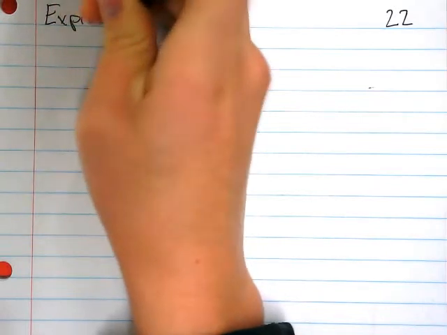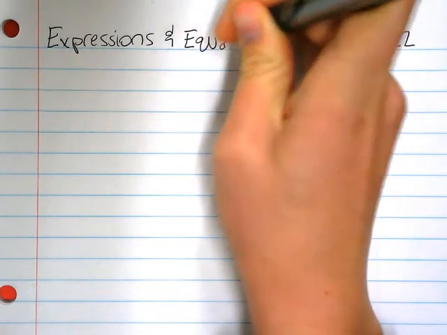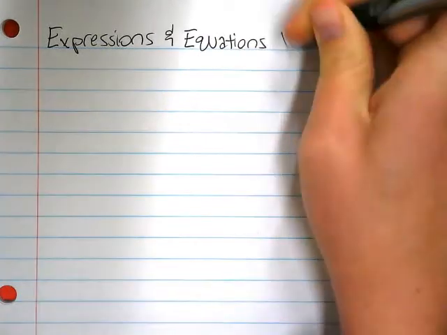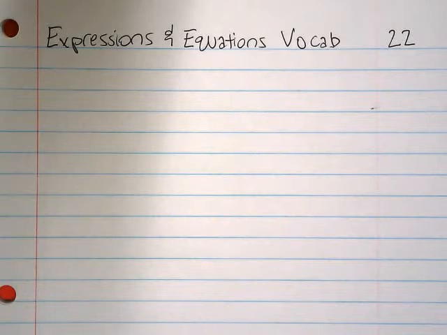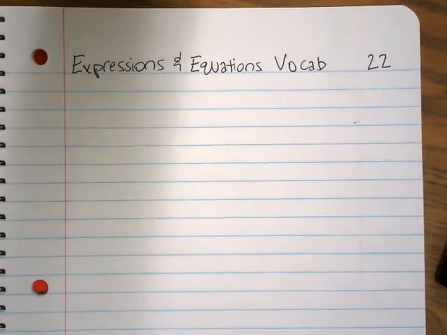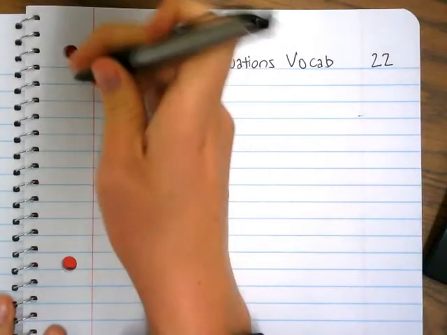And label it expressions and equations vocab. And remember, you can pause the video at any time if I'm going too quickly. This is a page that we're going to write down all of the vocab that we have for this unit. So we're going to be coming back to this page a lot. But we're going to start by dividing it up into 4 sections.